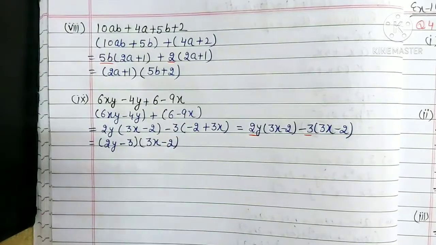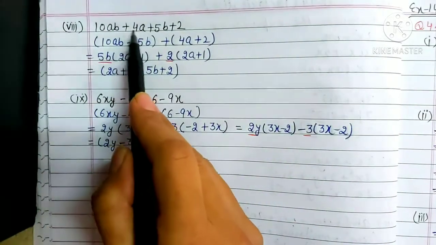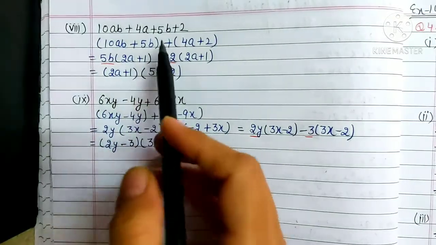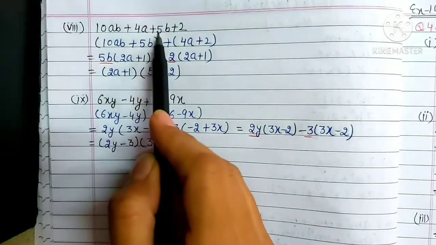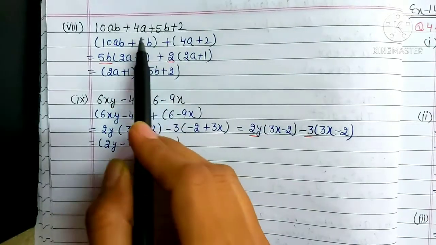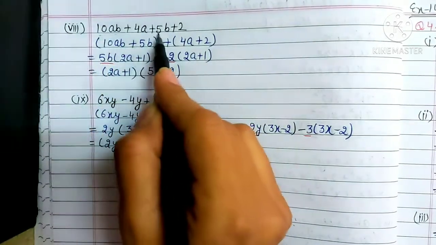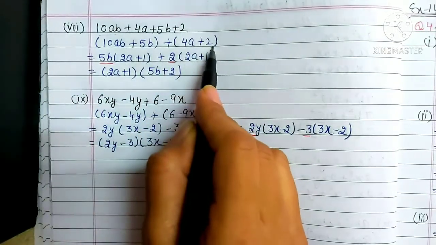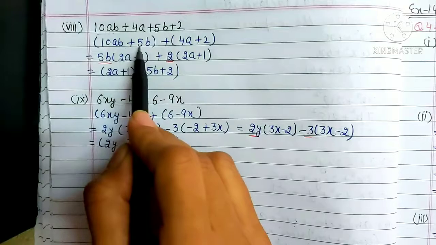Seventh part of the question, that is 10ab plus 4a plus 5b plus 2. Now we can make groups. How can we make groups? 10 and 5. We can observe 5 is common in these two terms. b is also common. So I'll make a group of 10ab and 5b, and I'll make a group of 4a and plus 2. Right?